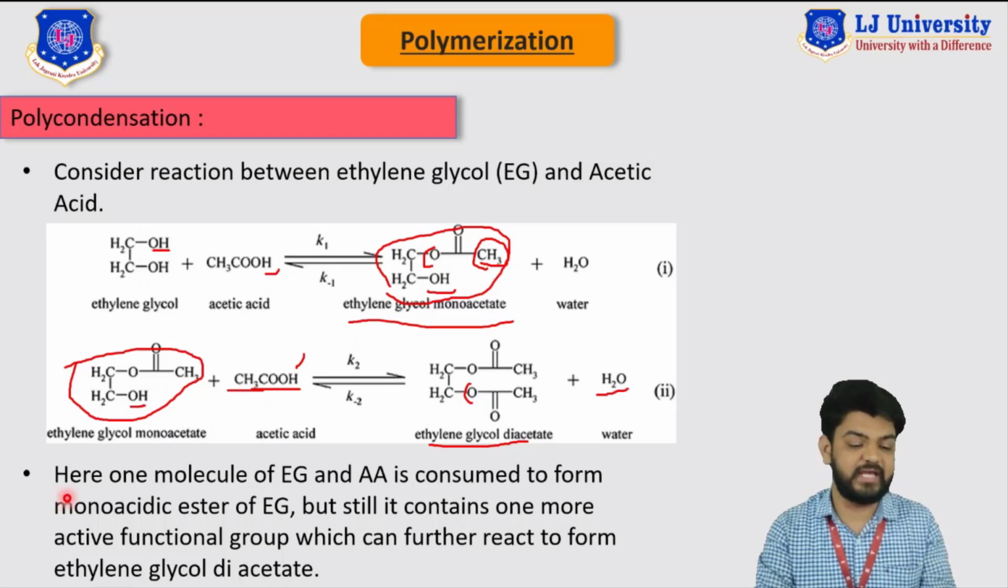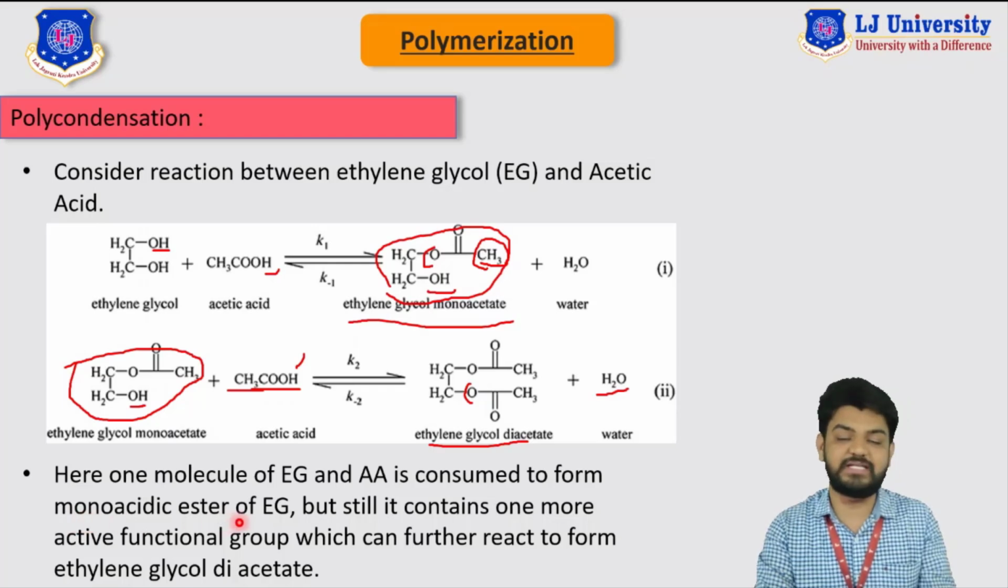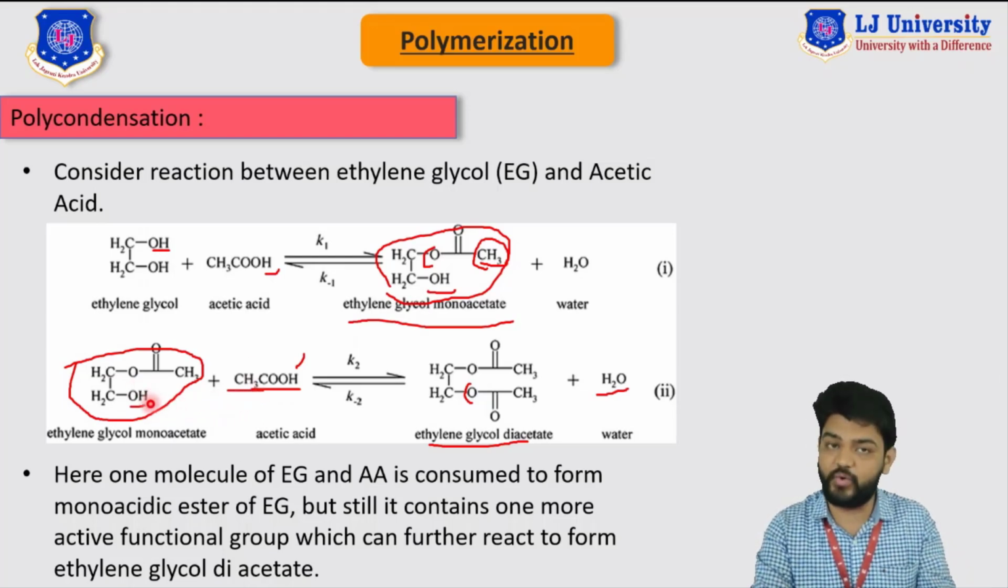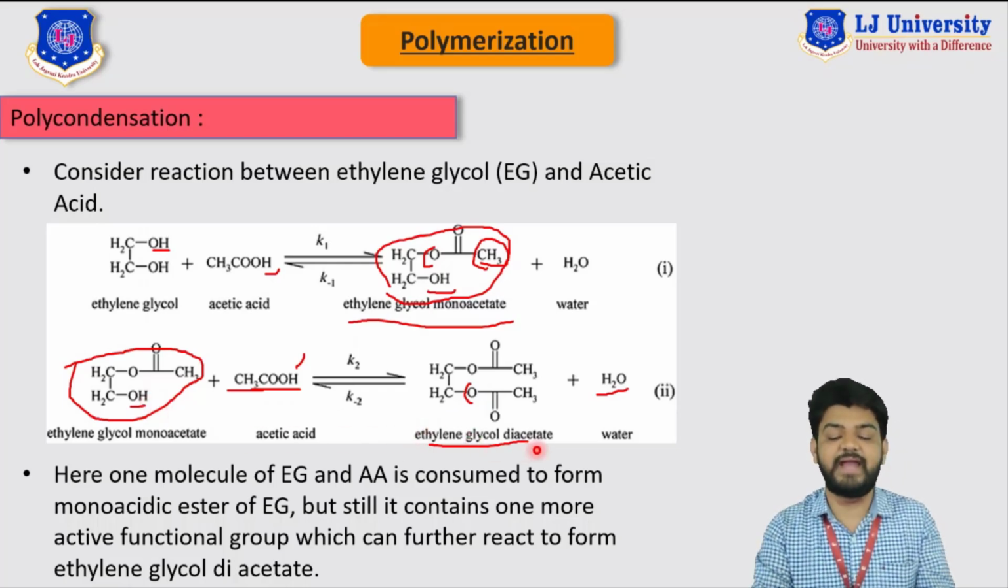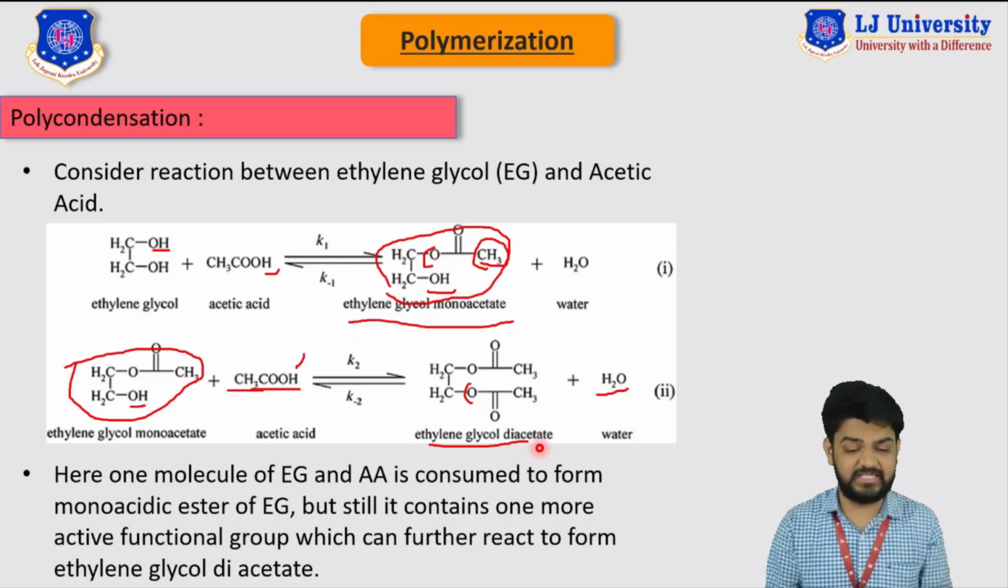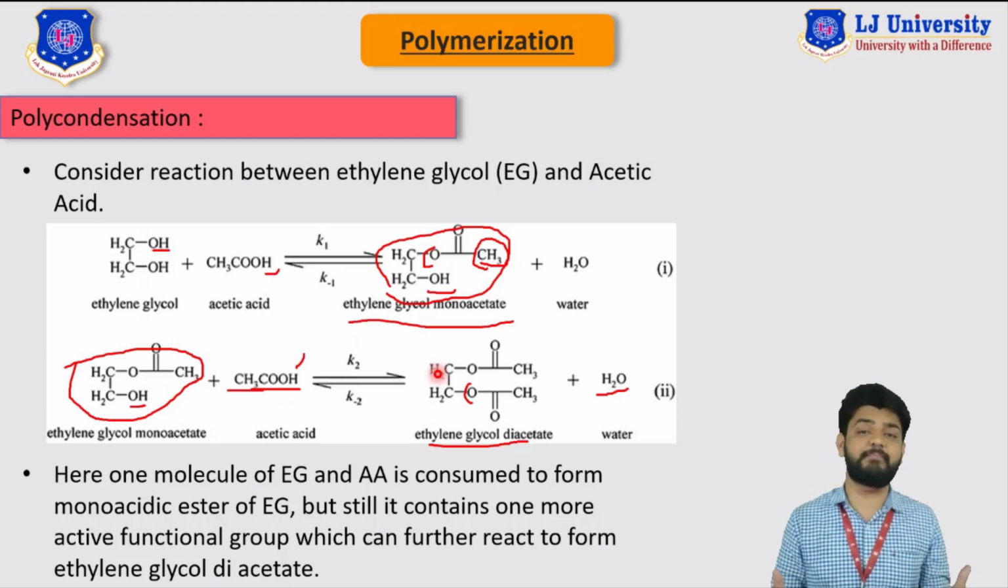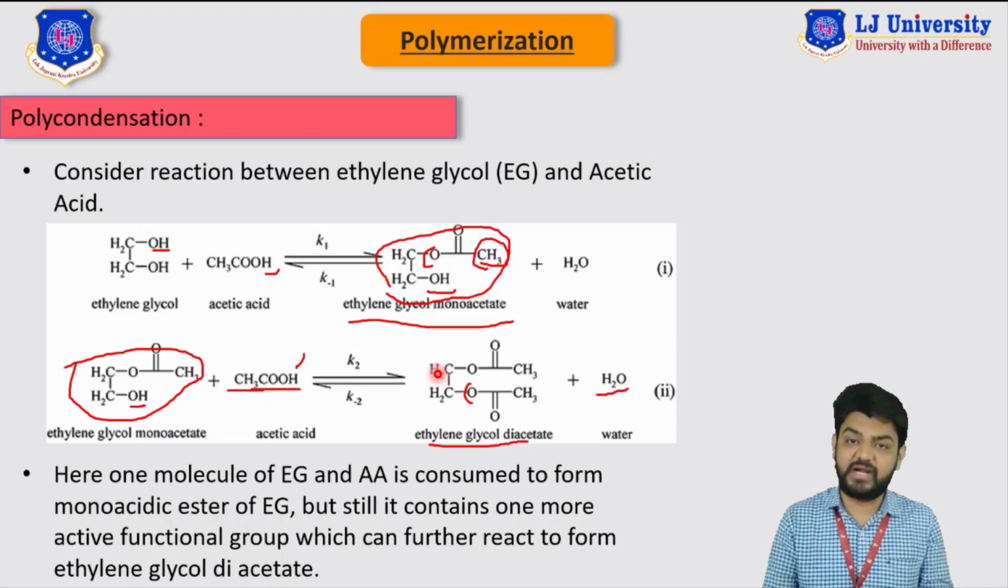Now you can see that one molecule of ethylene glycol and acetic acid is consumed to form the monoacetate ester like this, right? But this ester still has one active functional group remaining. So one more acetic acid will attack on this OH bond and it will produce this diacetate. But again, this diacetate now has no active functional group, so it cannot take part in a polymerization reaction. But here we want to produce a polymer, so we have to leave one more active group on the product.